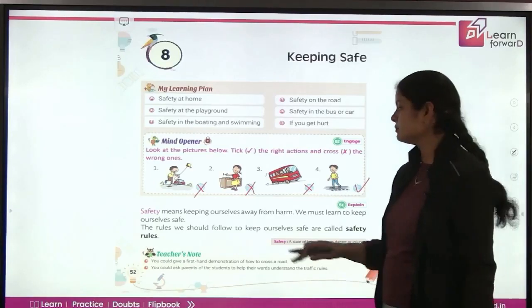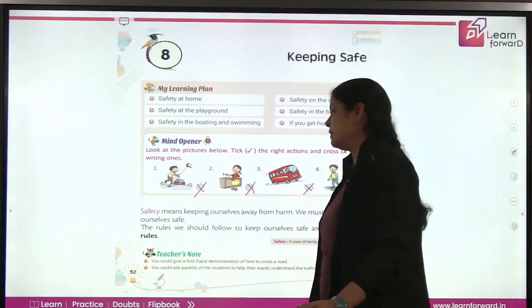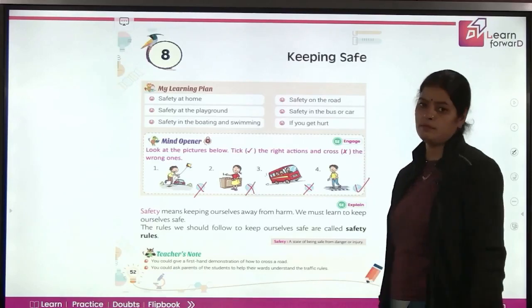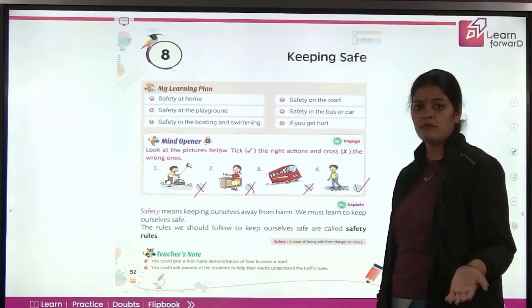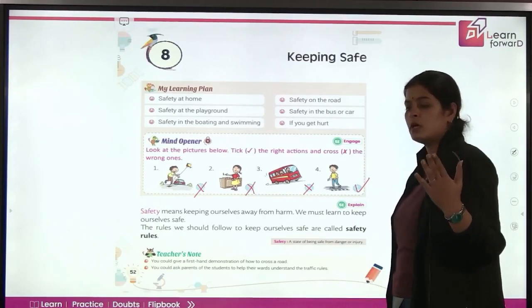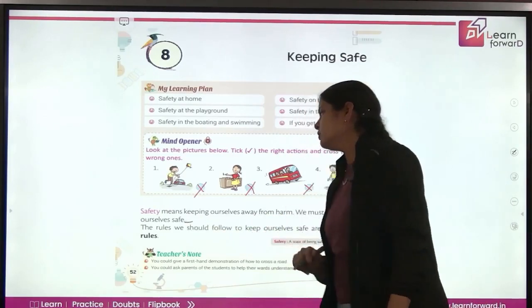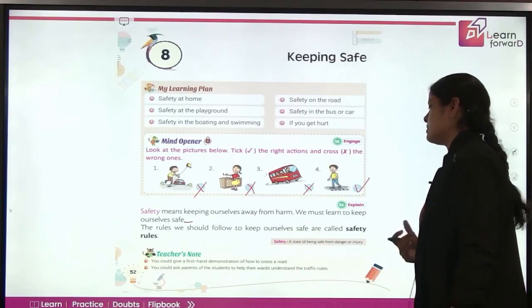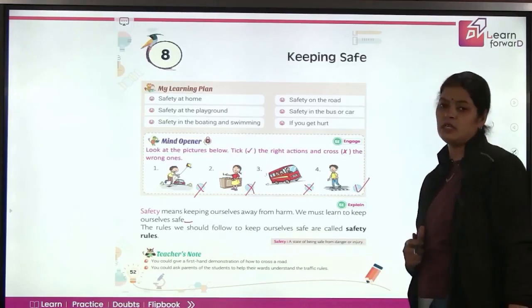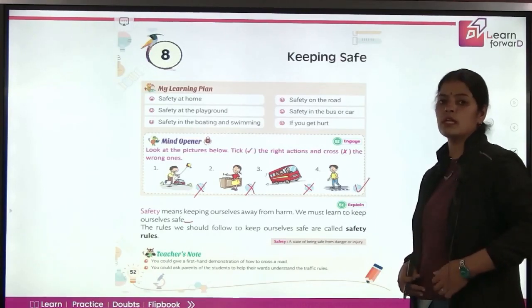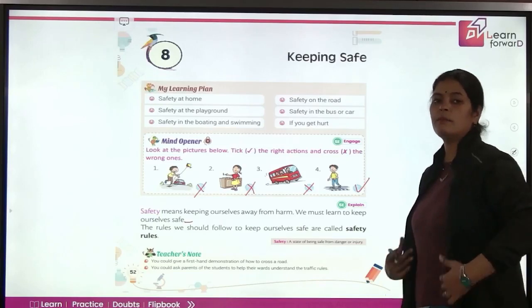Now, safety means keeping ourselves away from harm. We are only safe when we keep ourselves away from harm. We must learn to keep ourselves safe. The rules we should follow to keep ourselves safe are called safety rules. So there are some rules that we need to follow to keep ourselves safe.